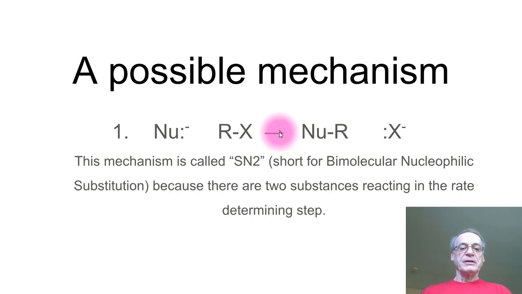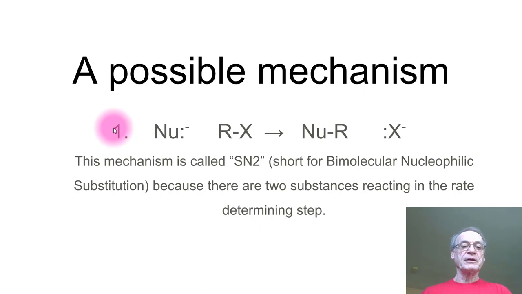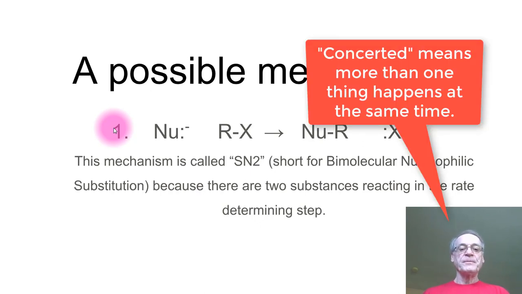Here's a possible mechanism. The mechanism is one step. So interestingly, the mechanism is the overall reaction. Notice there's the overall reaction, there's the one step in the mechanism. This is what's called a concerted mechanism. In other words, everything happens at once. So the reaction is all done after one step.